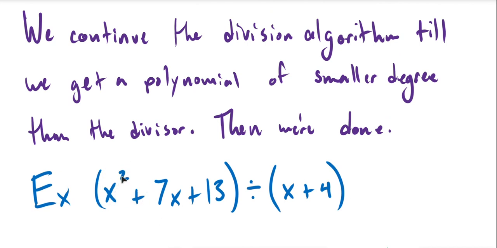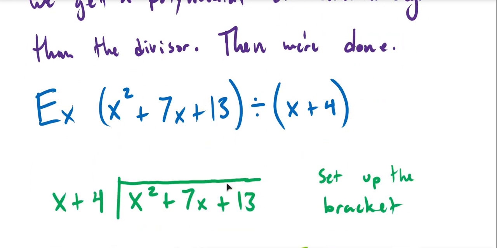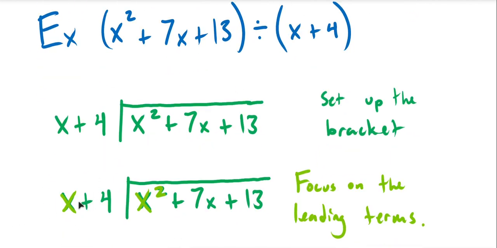Let's say I wanted to do x squared plus 7x plus 13, and I wanted to divide that by x plus 4. We take the dividend, we put it in the quotient bracket, and we put this divisor outside out front. We focus only on the leading terms. I sometimes tell my students, and they don't believe me, that polynomial division is easier, but it's actually true.